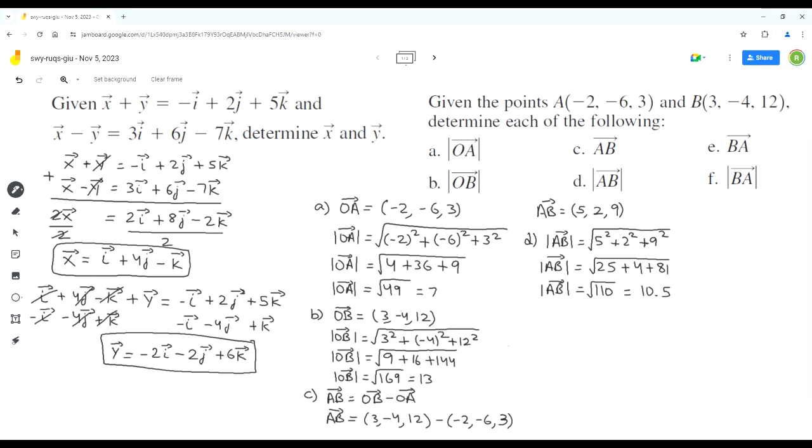Now we can do part E. In part E, we have to find vector BA. So we can break down vector BA into its position vectors and then find vector BA. So it will be equal to OA minus OB. So vector OA is equal to the given point A, and vector OB is point B.